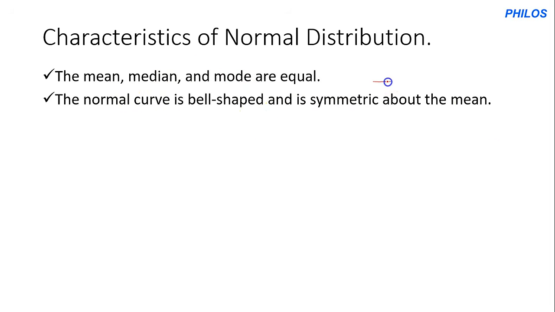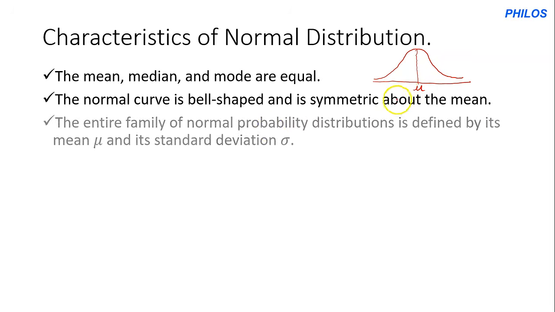What this means is that the normal curve has a bell shape, and it is also symmetric about the mean. It means that when the curve is divided into two equal halves, the middle is where the mean is located. The mean is at the middle.